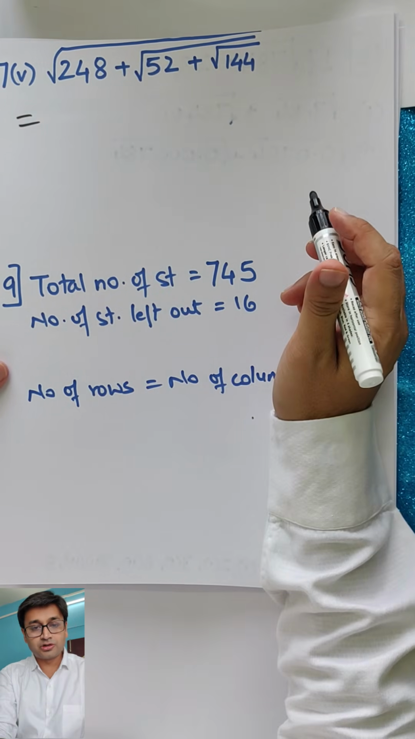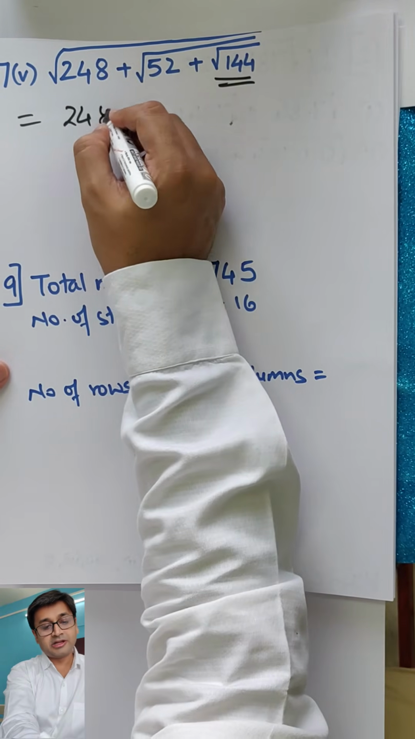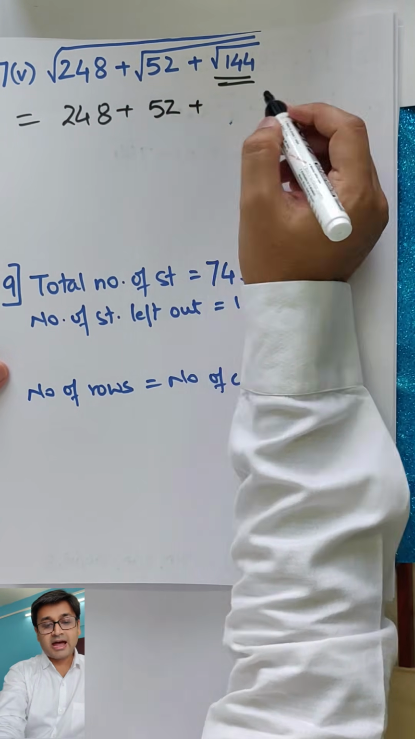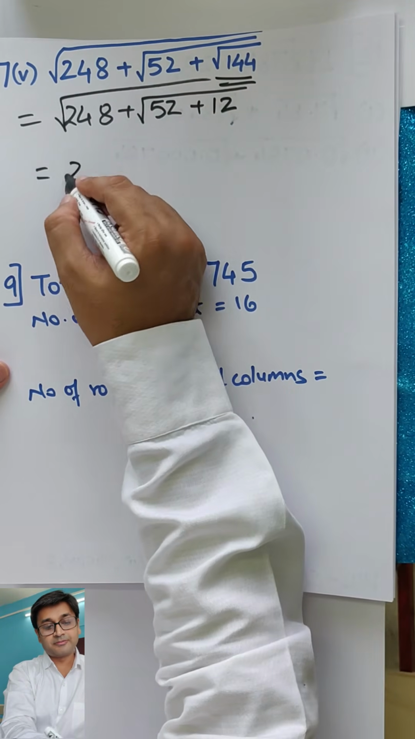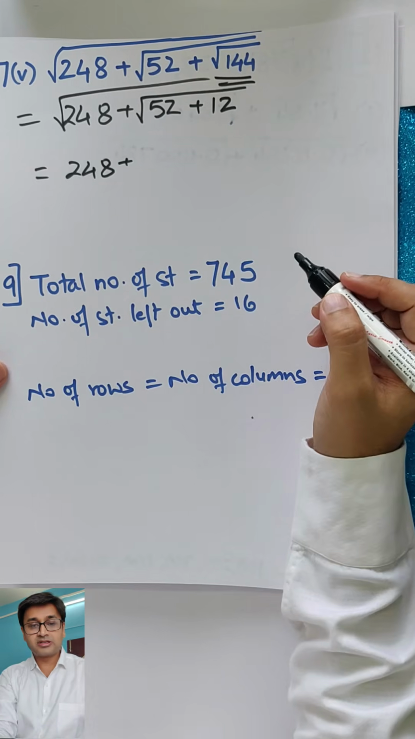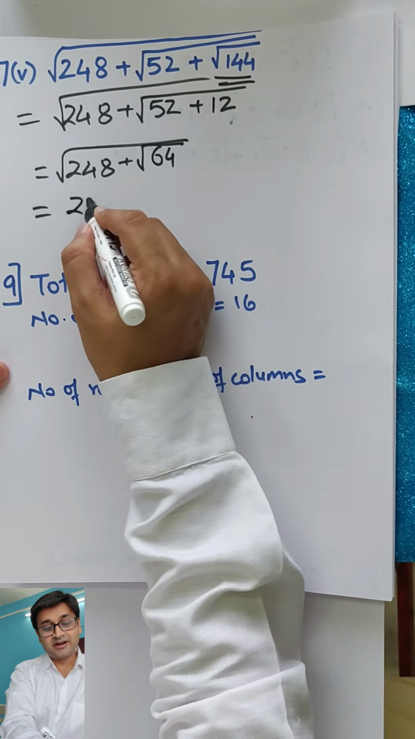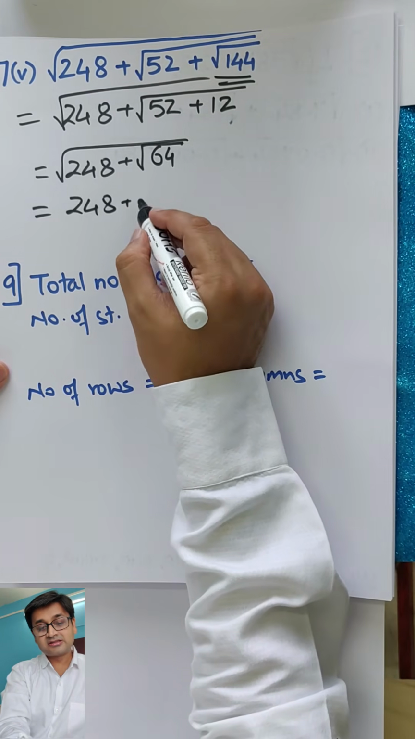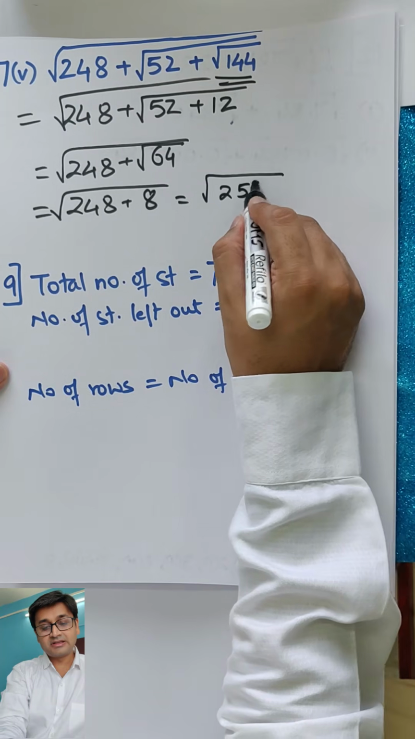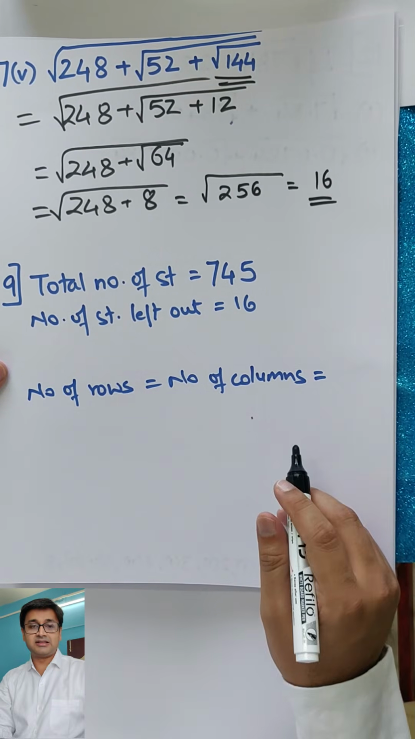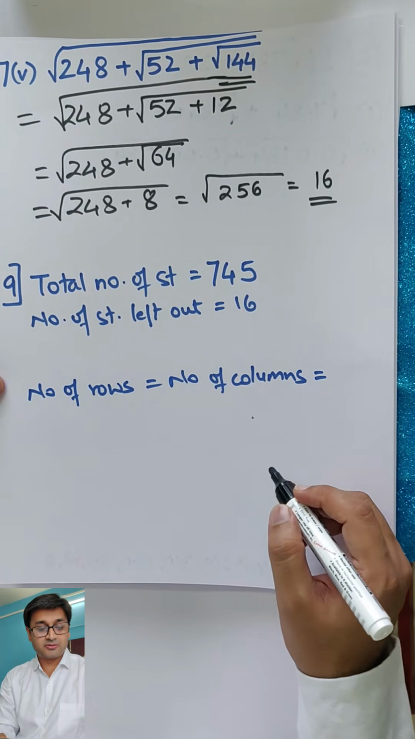So 248, what should I do? 248, let's start with the inner part. So 248 plus 52 and this root of 144 will be 12. So double roots yet. What is 52 plus 12? 64. What a stupid question. It actually scared me, but it isn't that scary. 64 root is 8. So I'll get root of 256, which is 16. How simple was that? It just looked dangerous, but once you try it, it isn't. Come on, let's take the next one.